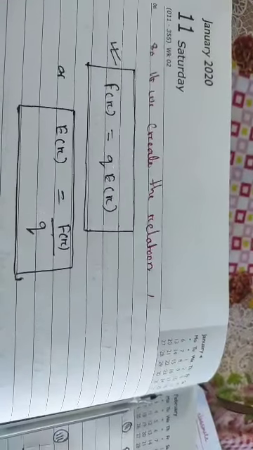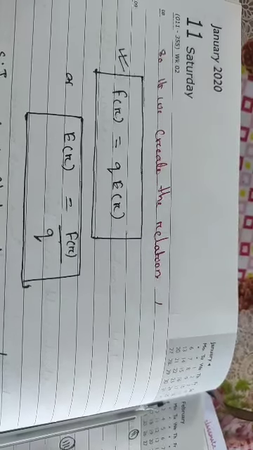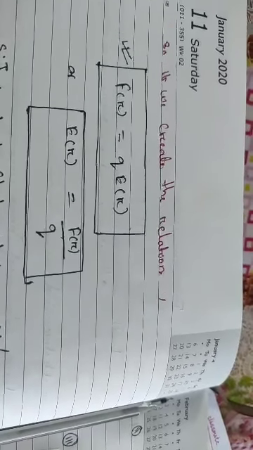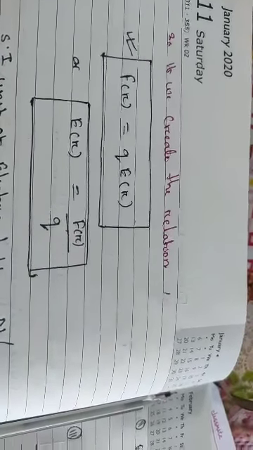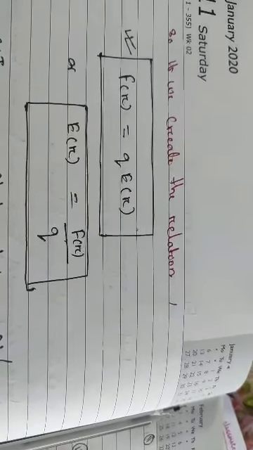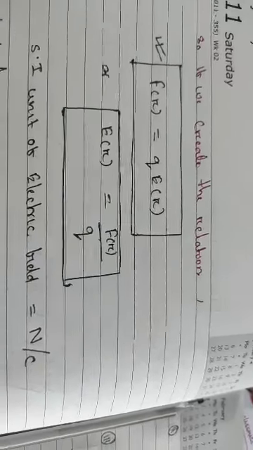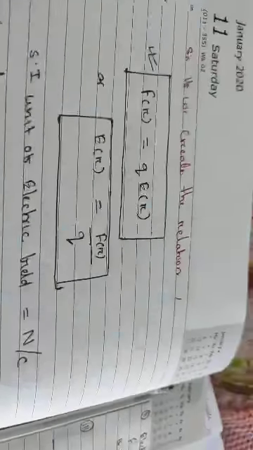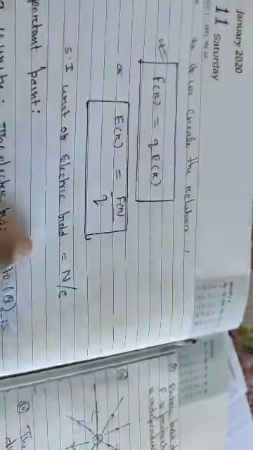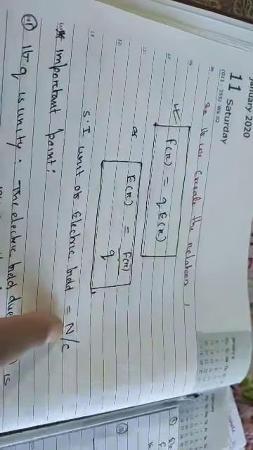So if we create the relation, students, what will we see? F at the position R is equal to q times the electric field at position R. So a simple formula we can create: electric field equals force per unit charge. Clear to you? Okay. Now from the formula you can derive the SI unit of electric field strength. Very simple. Force is in Newton and charge is in Coulomb. So the combined unit is Newton per Coulomb.